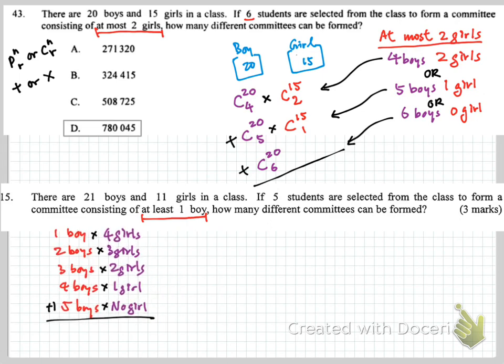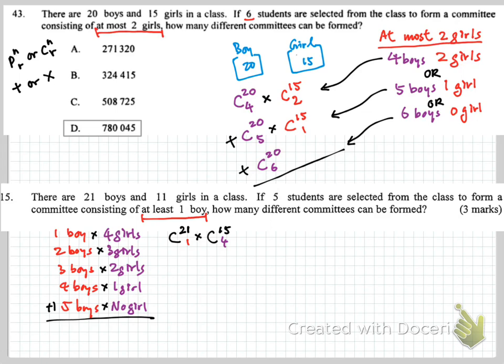So we can do it like this. There would be 21C1, and then 11C4. These 2 we multiply together. If you look at the previous question, it's very similar.